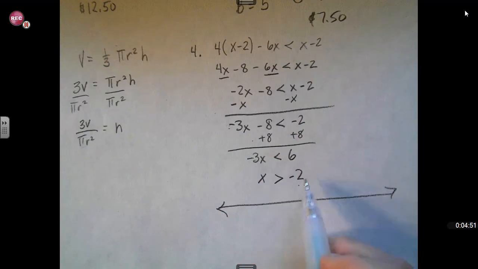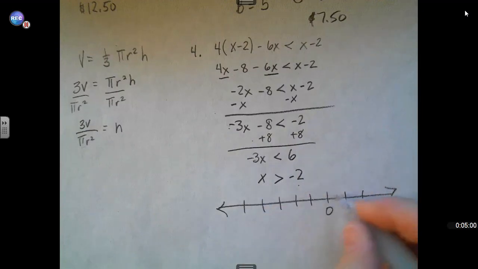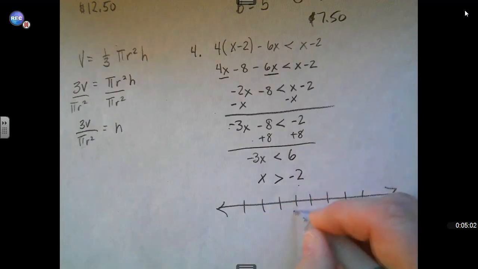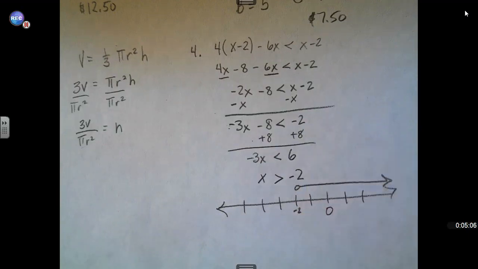Okay, that is part of our answer. And if that's not there, and all you have is the graph, then you don't have it done correctly. Okay, so now we're going to do an open circle at -2 and greater than will be going that way.